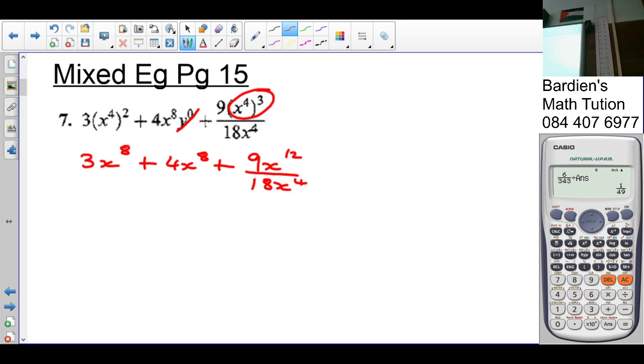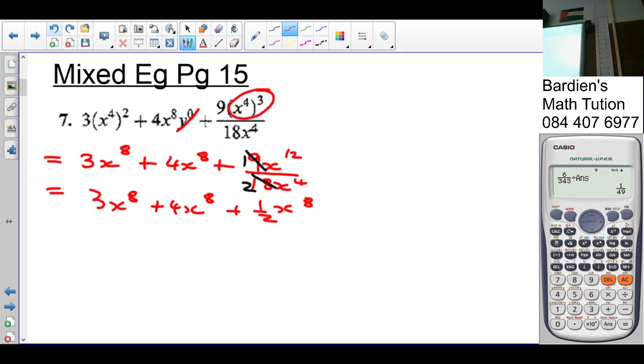So what can happen now? Simplify the third term. 9 goes into 9 once, 9 goes into 18 twice. Where are there more x's? Top. Could have added like terms at that point if you like. It will be a half. x^12 over x^4 is going to be what? It can either be next to or on top, or be at the bottom.